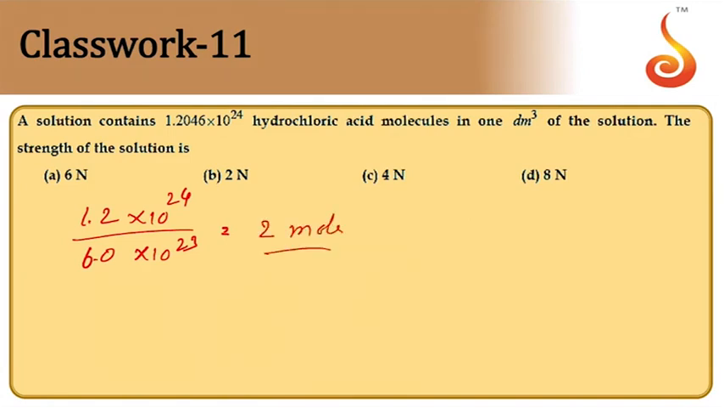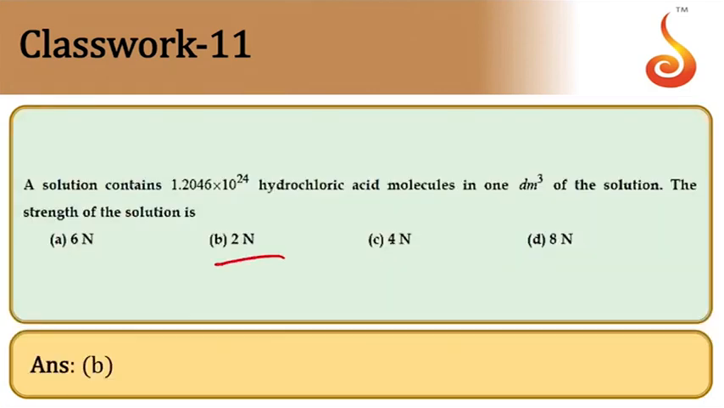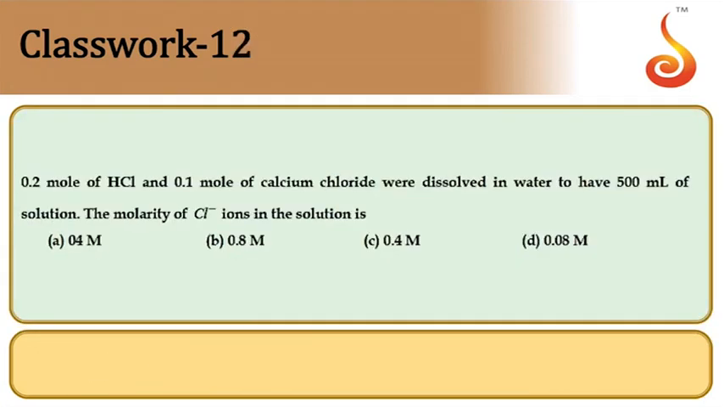So 2 moles of HCl is there in 1 liter vessel. So molarity is equal to 2 by 1. Molarity and normality are the same for HCl solution. Therefore, it is also equal to 2 normal. So the 11th is 2 normal. That is option B. Then the 12th one now.